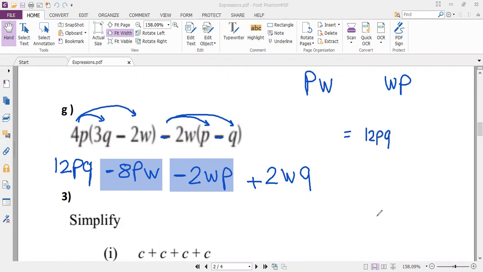So we will write 12pq as it is. But we are going to combine these algebraic terms. Negative 8 minus 2, it's negative 10. Negative 10 wp or pw as you like. We can write pw or wp. And we'll write 2wq, the last one.